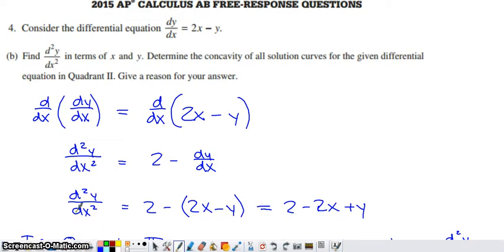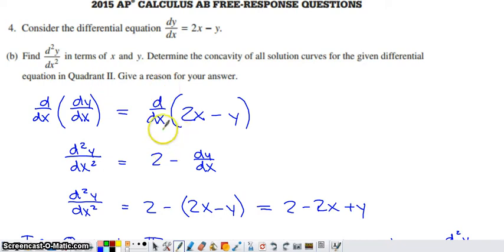In part B, it wants us to find the second derivative in terms of x and y. We want to then determine the concavity of all solution curves for this differential equation that sit in quadrant 2, and then try to explain why we feel that way.